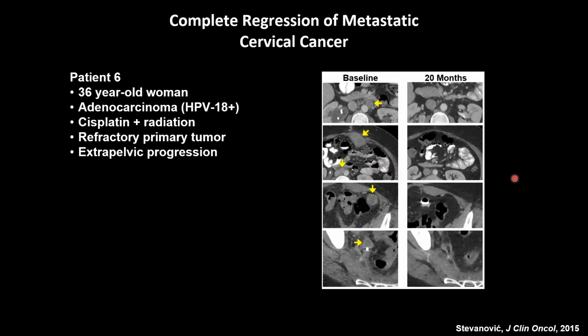This is patient 6, a 36-year-old woman who had an HPV-18 adenocarcinoma. This patient was treated with cisplatin and radiation. Her primary tumor was refractory, and she had pelvic and then extrapelvic progression, and had complications from the cancer that delayed her treatment. And when we treated her, she had the tumor shown here with the yellow arrows.